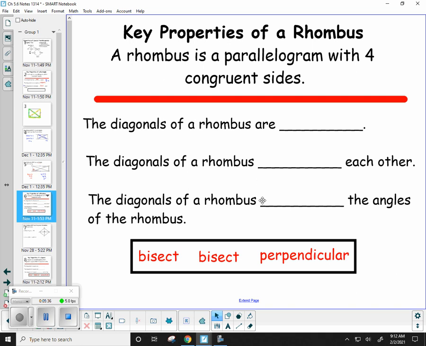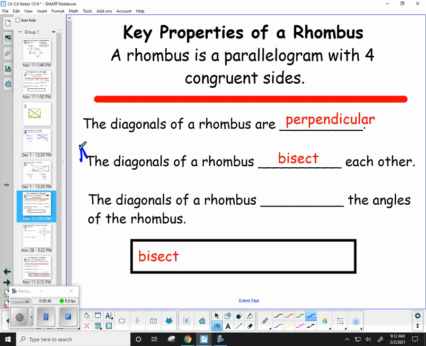So the diagonals of a rhombus are going to be perpendicular, and we're going to prove that in a second. They're going to bisect each other. So the diagonals bisect each other. Again, that's because it's a parallelogram, a special parallelogram. And the last one says the diagonals of a rhombus bisect the angles of the rhombus. So we're going to talk about the first one and the last one. I want to explore that a little bit.